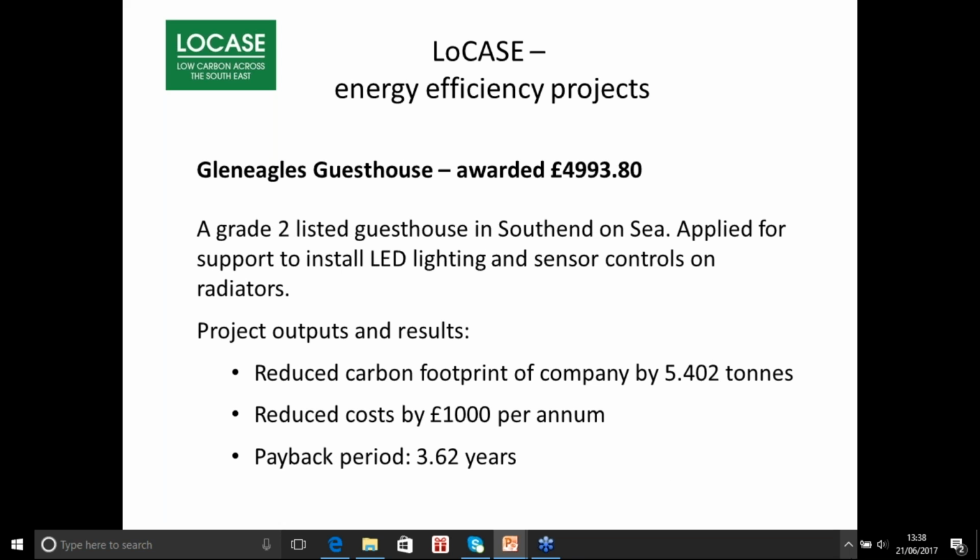Oh, no, 1 more energy efficiency project. Gleneagles Guesthouse were awarded nearly £5,000. They'd had a programme of energy efficiency measures going on for many, many years, and they were able to access some money from us to finalise their project. They got some LED lighting and sensor controls for their radiators. Again, some really nice carbon savings here, 5 tonnes of carbon, and they reduced their cost by £1,000 a year. That equated to about a 3.6-year payback, which is a pretty good payback on the investment they made in their business.